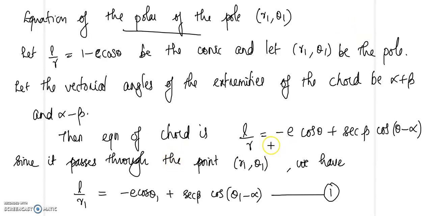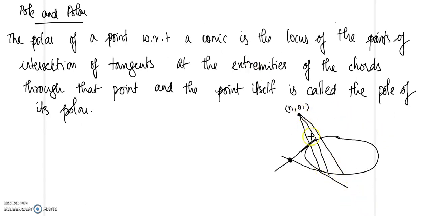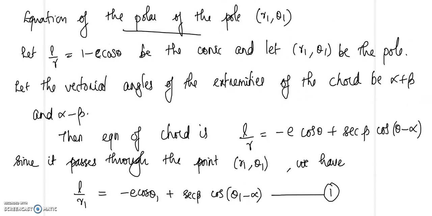So the equation of the chord is L by r equal to minus e cos theta plus sec beta into cos theta minus alpha. Now as we know, this chord will be passing through the point r1 theta 1, so the equation of the chord will be satisfied at this point. So substitute r1 for r and theta 1 for theta. So we'll get L by r1 equal to minus e cos theta 1 plus sec beta into cos theta 1 minus alpha. Let us call this equation 1.